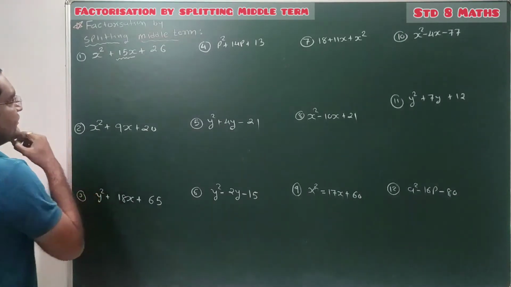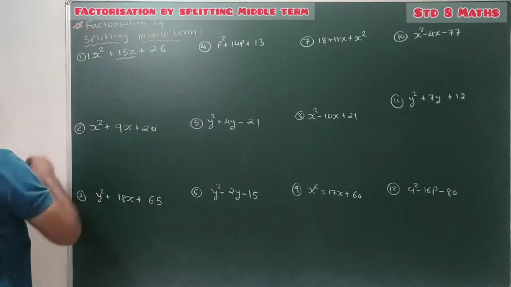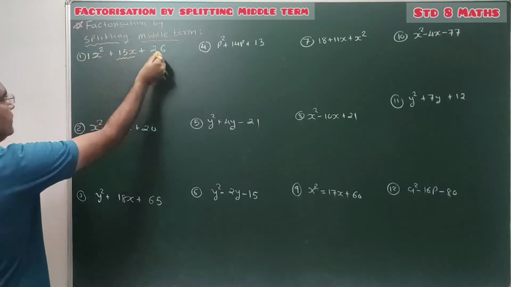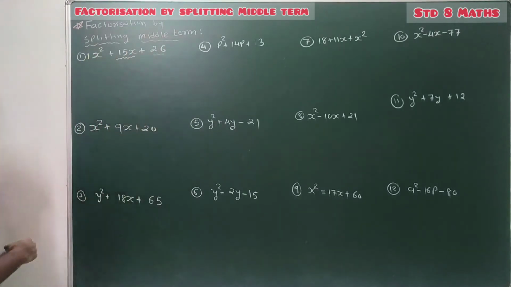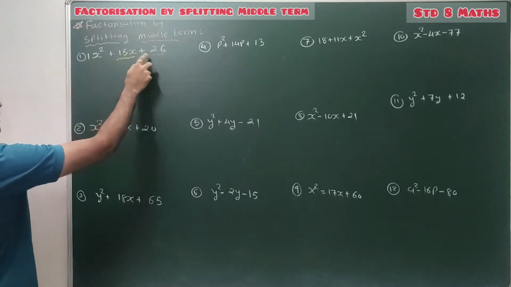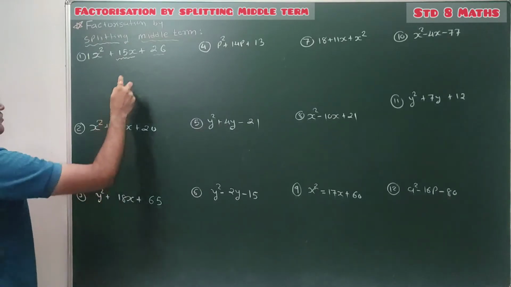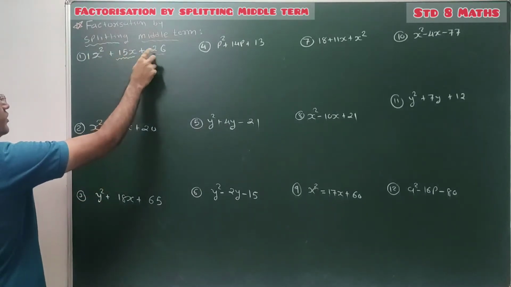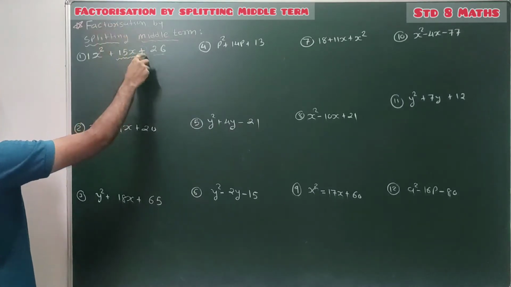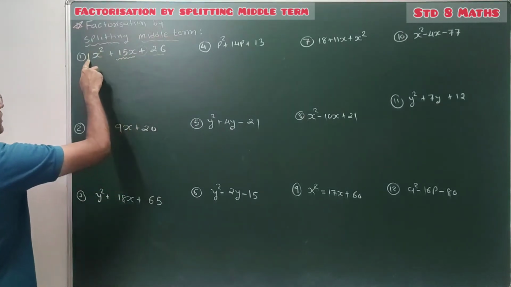For that, you have to consider the coefficient of x square. Here the coefficient of x square is nothing but 1. So you have to multiply this 1 with this 26. What is the multiplication of the last term with the coefficient of x square? It's 26 ones are 26. So here our hint is: factorize 26. Then you have to consider the sign of the last term. The sign is plus, so you have to consider the sum, addition.